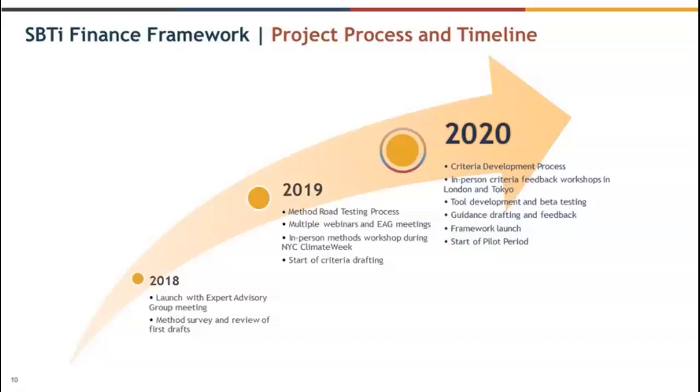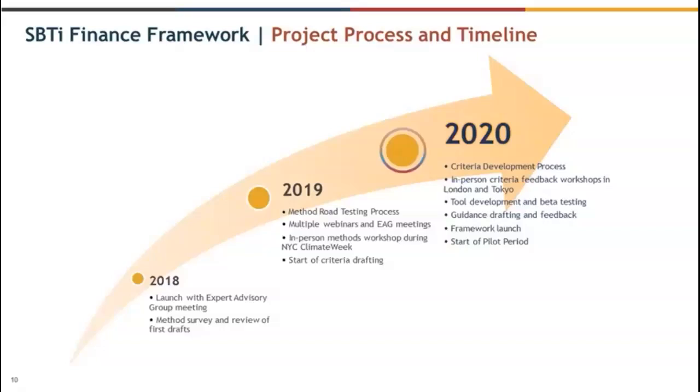In 2019, we did a road testing process of the methods that were available. We had multiple webinars and expert advisory group meetings. And then we concluded our method road testing with an in-person workshop in September of 2019 in New York City as part of the Climate Week activities there. That's also when we started the drafting of the criteria for financial institutions.